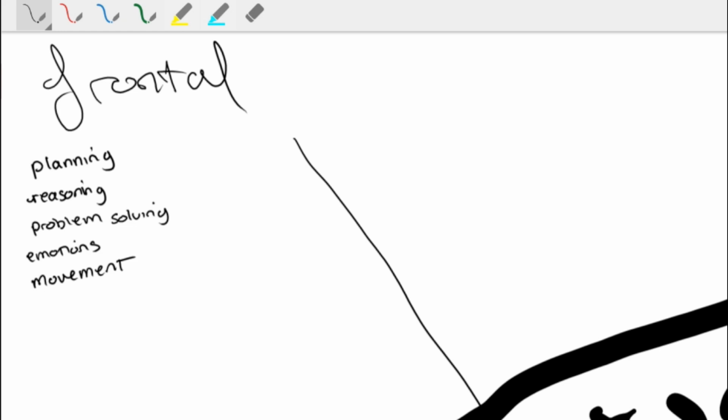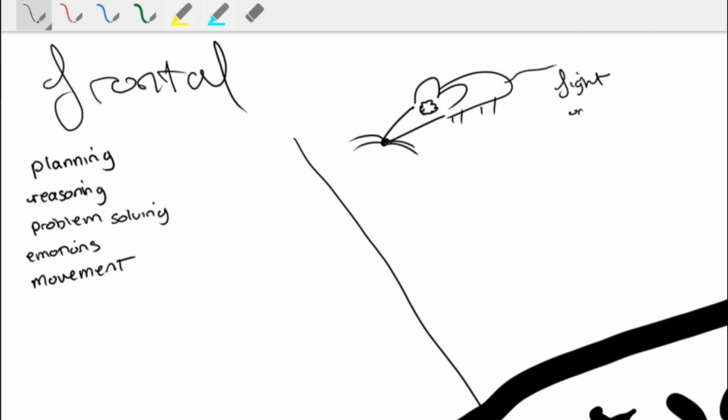The frontal lobes of humans are highly developed, as we have a wide range of responses to external information at our disposal. Compare that to animals such as mice. Their frontal lobes are much smaller, so they have simpler responses such as fight or flight.